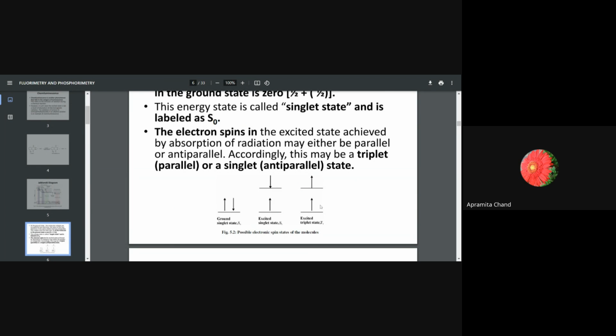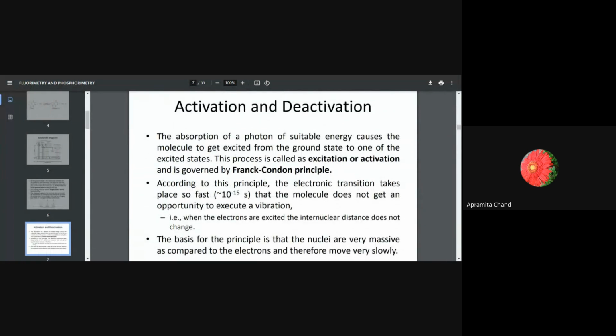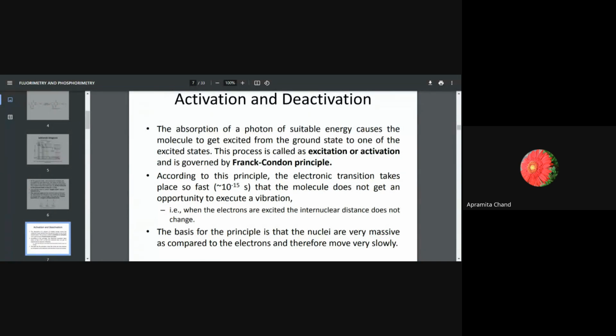In the triplet state, the spins of the electrons will be parallel. Now, what happens? Activation and deactivation. How does that happen? When you are absorbing a photon, the molecule gets excited from the ground state to one of the excited states, and this first process is known as excitation or activation. This is governed by the Franck-Condon principle.